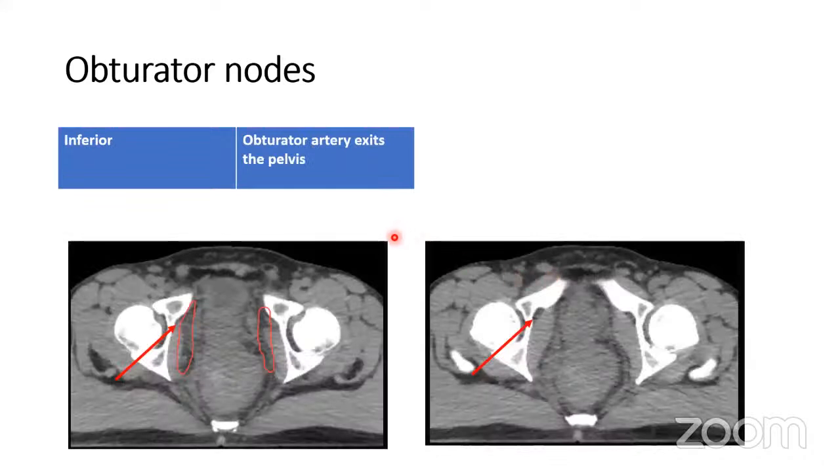And inferiorly, how long do we go? We go until we see the obturator artery exiting the pelvis. You can see the obturator internus muscle on either side. Here you can see the obturator artery, which is just anterior to the muscle. And here you can see the obturator artery, which is just beyond the muscle, so it has exited the pelvis. This is the lower limit of the obturator nodes.